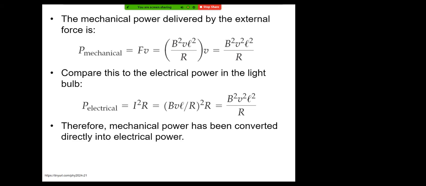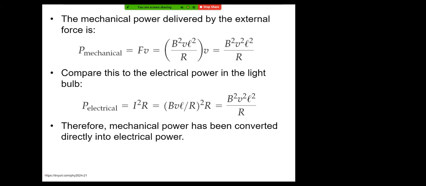Okay. On the other hand, you can also calculate the electric power consumed in the light bulb. That's equal to I squared times R. I is epsilon divided by R, and epsilon is B v L, so I is B v L divided by R. So then B v L divided by R, squared, times R. Okay. So you can figure out that's equal to B squared v squared L squared divided by R. So in this case, the mechanical power is exactly equal to the electrical power.